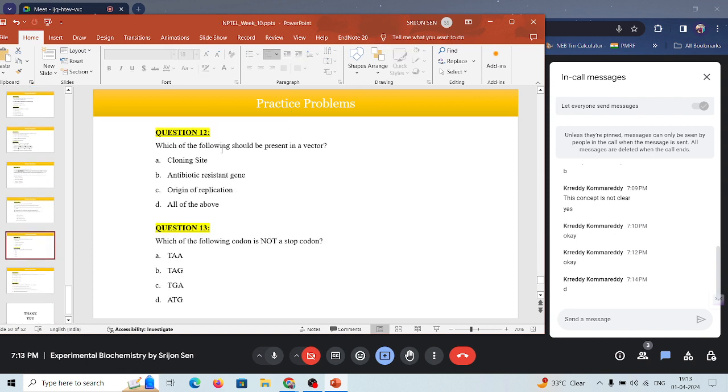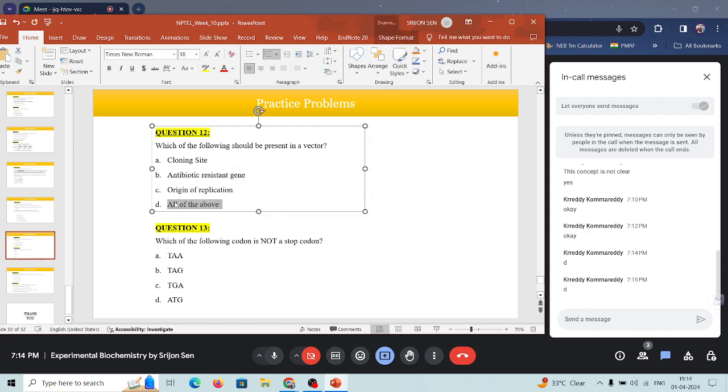Next one. Which of the following should be present in a vector? Cloning site, antibiotic resistance gene, origin of replication, all of the above. Tell me, which of the following should be present in a vector? Yes, all of the above: cloning site, resistance gene, and origin of replication.